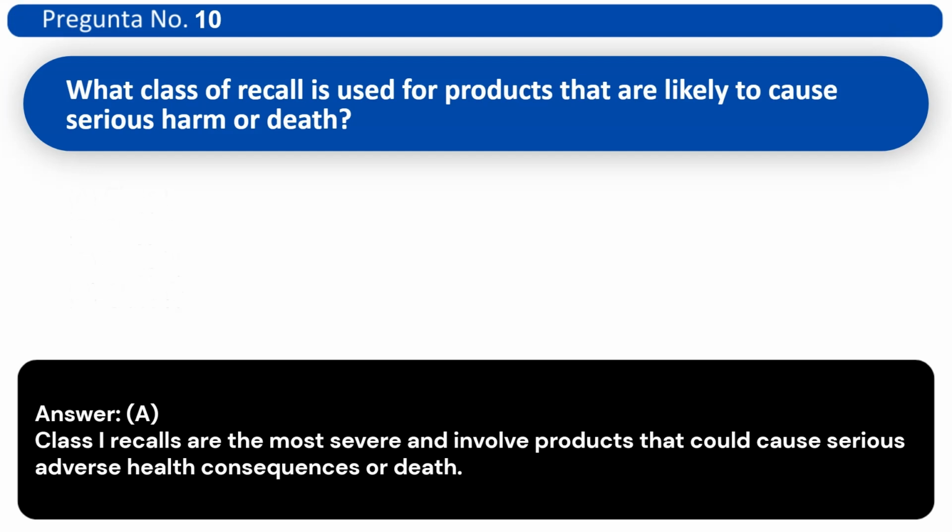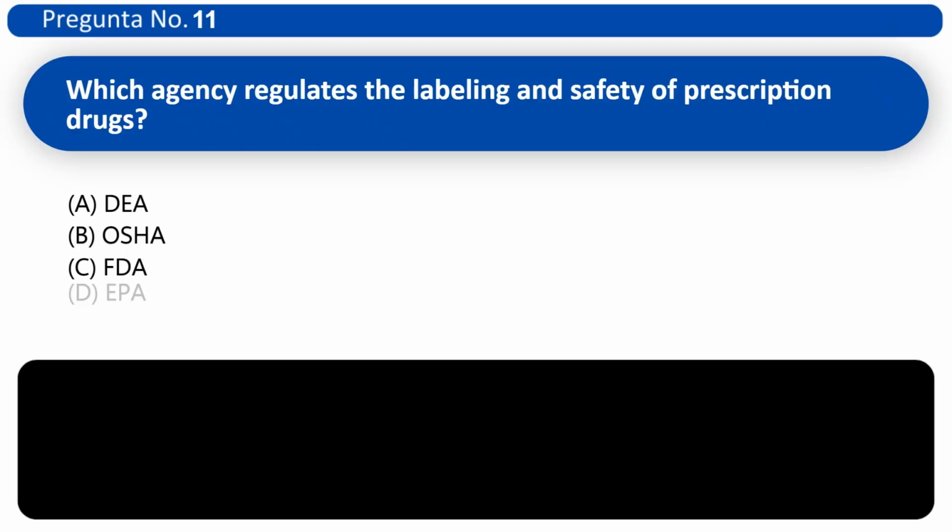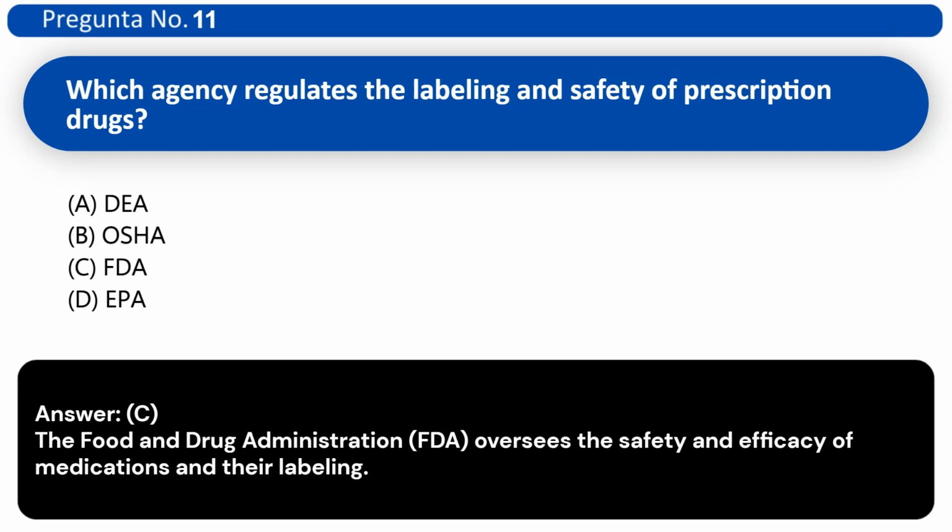Which agency regulates the labeling and safety of prescription drugs? A. DEA. B. OSHA. C. FDA. D. EPA. Answer, C. The Food and Drug Administration, FDA, oversees the safety and efficacy of medications and their labeling.